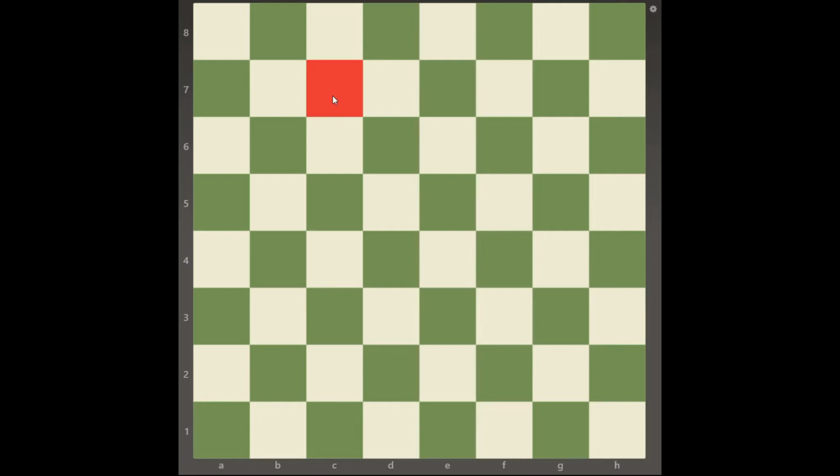How about this square? Let's find the file it belongs to, C, and the rank, 7. This is the C7 square. Let's try this square next. Belongs to the H file, and the second rank, which means this is the H2 square. How about this square next? This is on the E file and on the first rank. This is the E1 square. The E1 square is the square that the first piece we will be discussing starts on, which is the king.